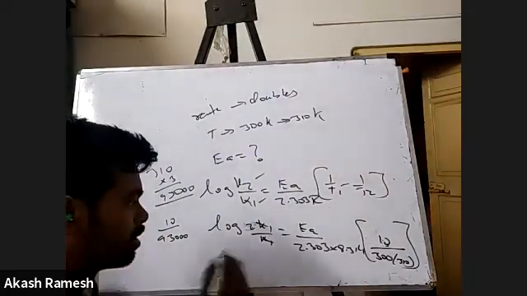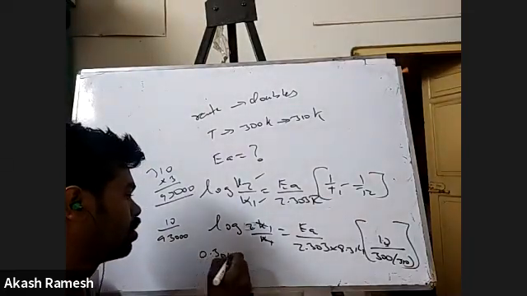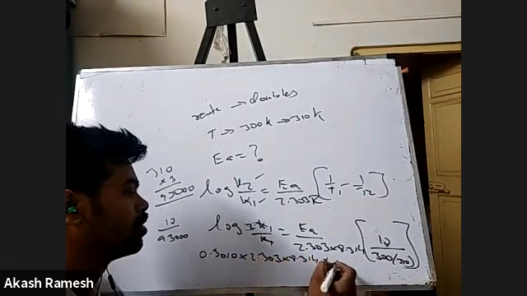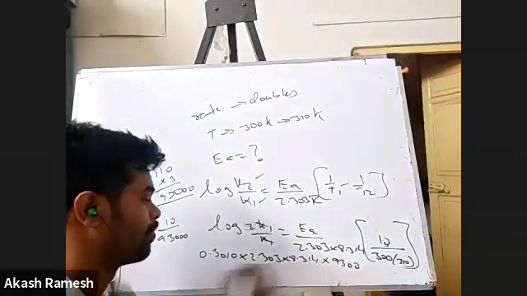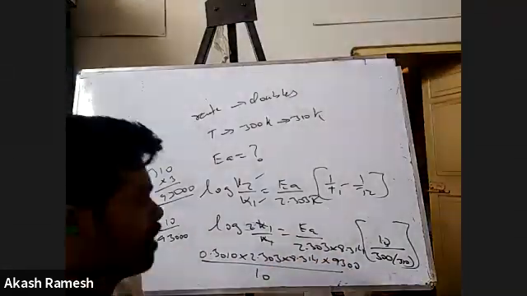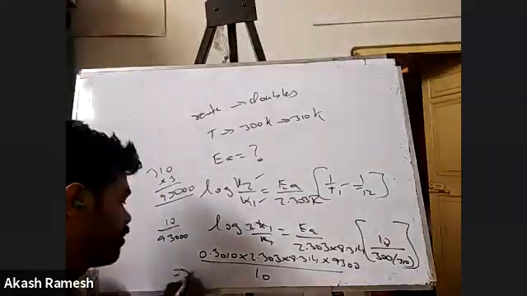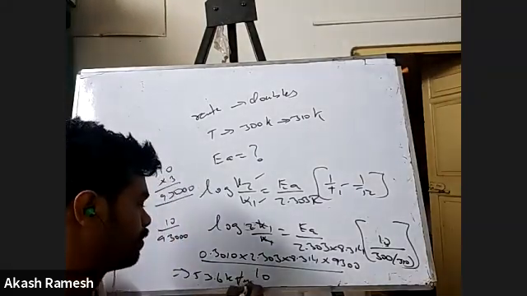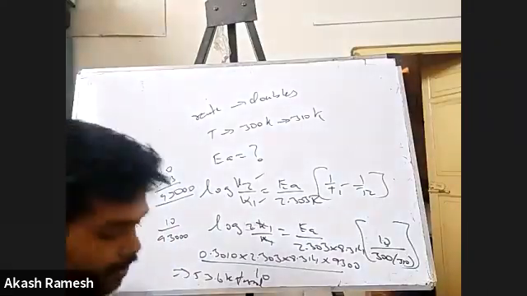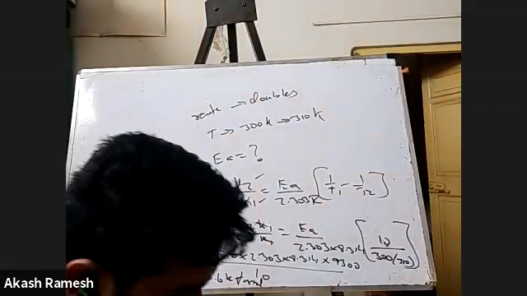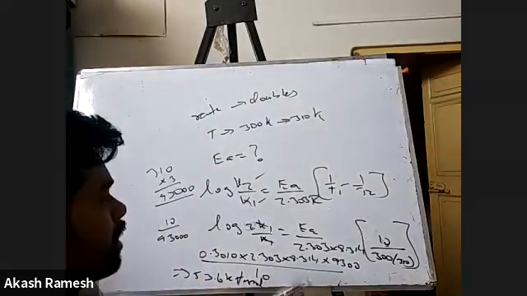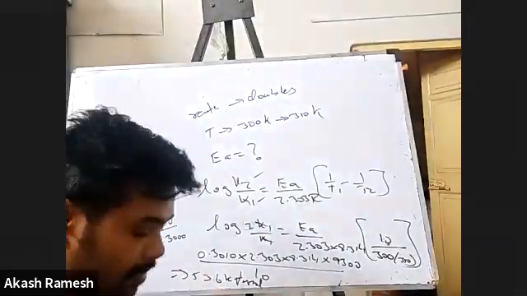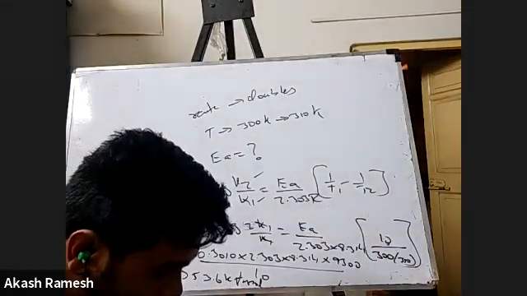Okay, anyways, we'll keep it like this. So log 2 value is 0.3010 into 2.303 into 8.314 into 93,000 divided by 10 is what would have been your answer. 53.6 kilojoules per mole is the answer. Okay, direct formula substitution. That's what you need to do. So I hope there will be no questions on this because it's direct formula substitution, right?